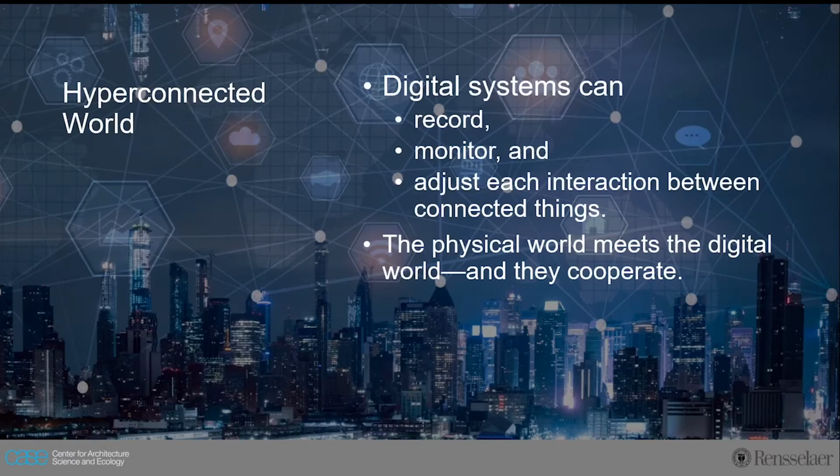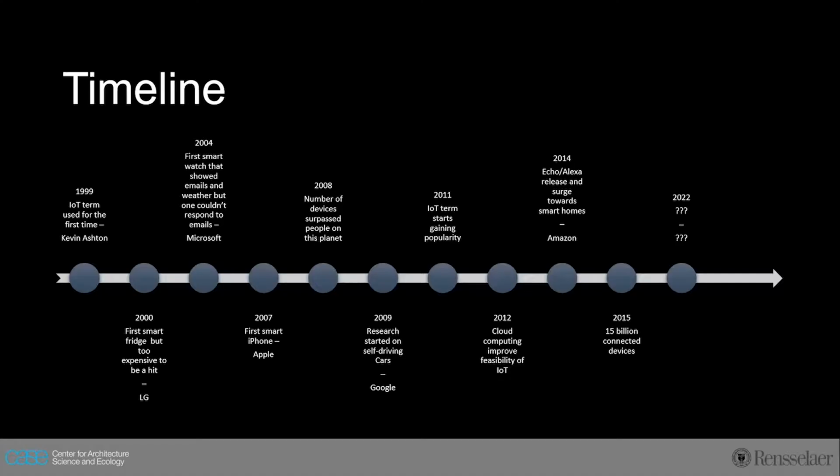Now, this has created a hyper-connected world. This digitally hyper-connected world has these objects which are digitally connected, and even though these objects are physical, they are generating and continually adding to big data by recording, monitoring, and adjusting each interaction between connected things. The good part, physical world meets the digital world and they cooperate.